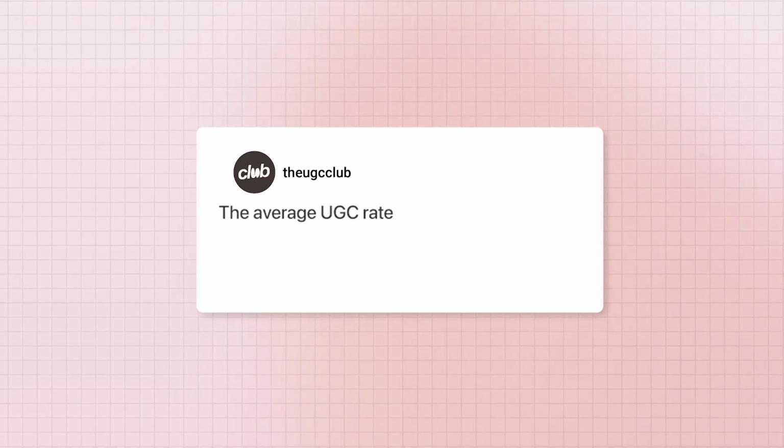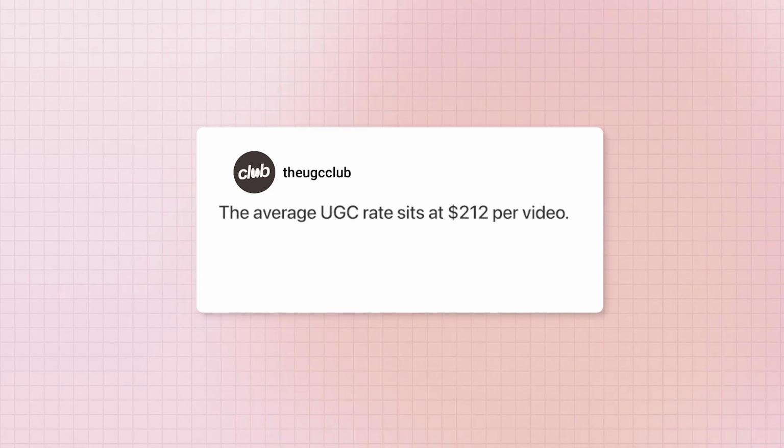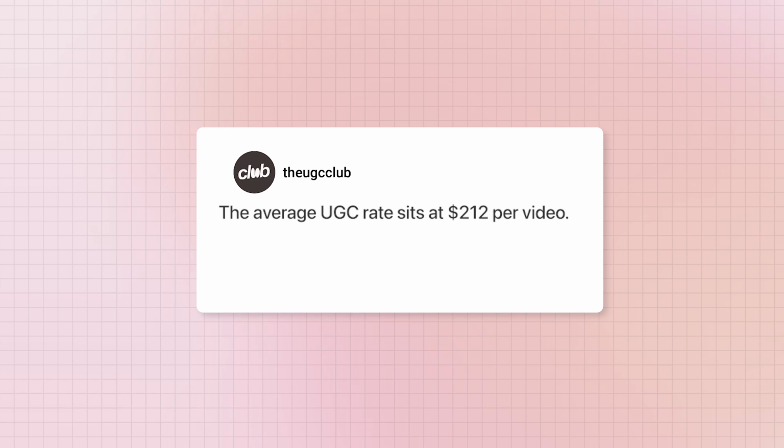I'm going to be completely honest, as UGC creation is a relatively new role, you'll find that what each creator is charging is outrageously different to another creator doing practically the same thing. And this can get a little confusing, especially for the person hiring. However, I do have a study from the UGC Club. The average UGC rate sits at $212 per video.